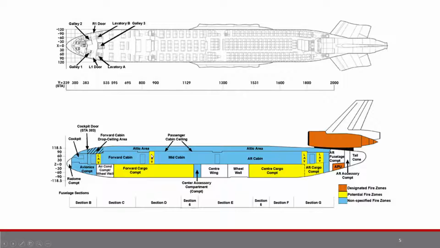The yellow areas are areas where fire could potentially happen, which is the cargo compartments, because cargo is made out of flammable materials such as fabric, luggage, and cotton clothing. And then the orange areas are areas where there would normally be an expectation of fire, which would be the engines, which makes sense, and the auxiliary power unit.